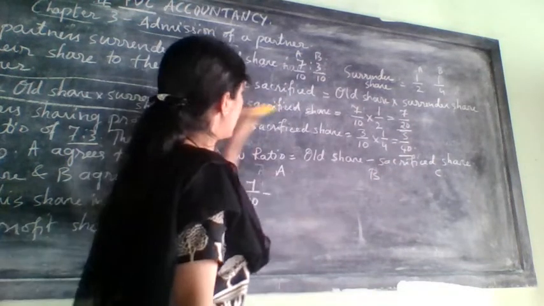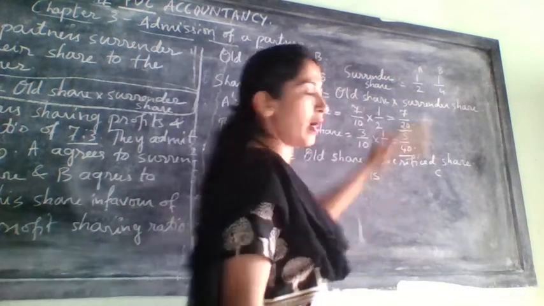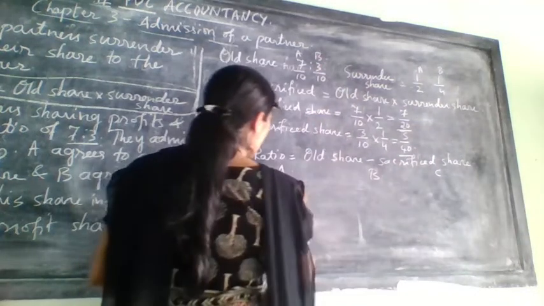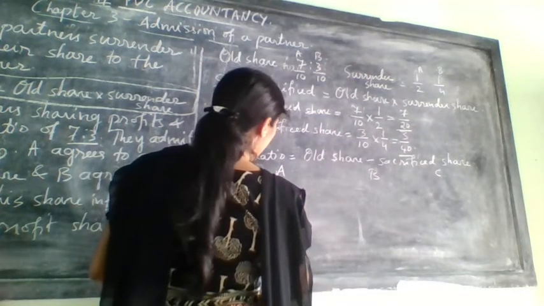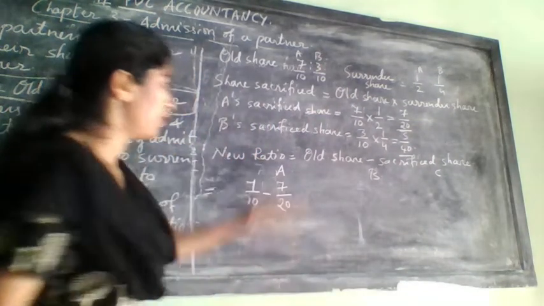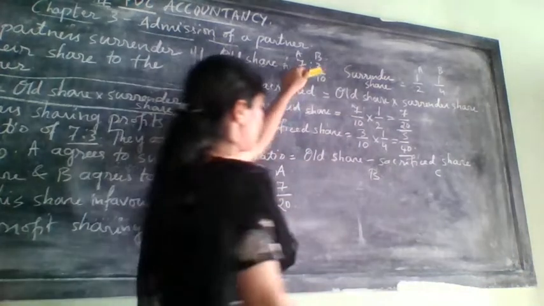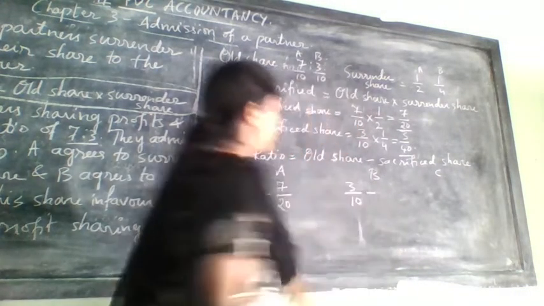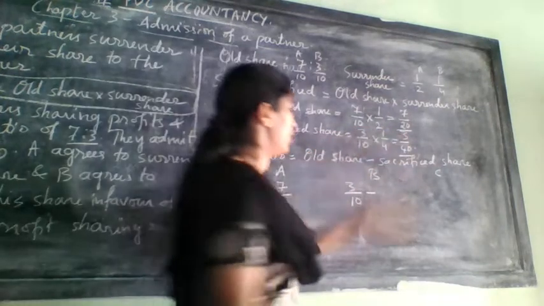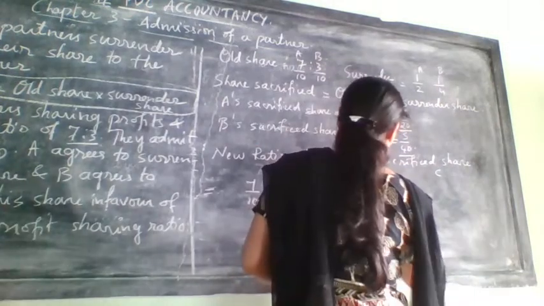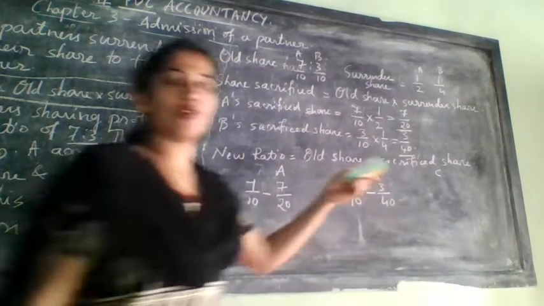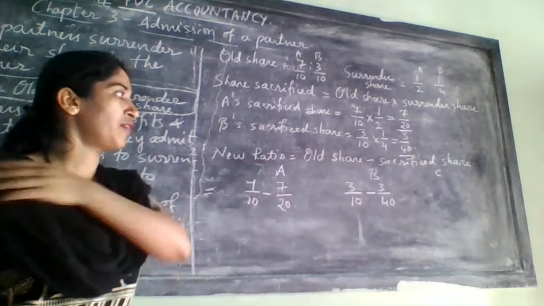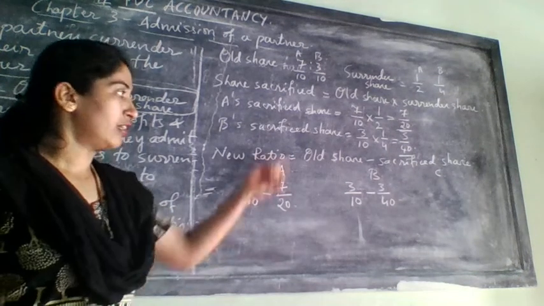How much is A's sacrifice share? 7 by 20 minus 7 by 20. Next, B. Old share how much? 3 by 10 minus sacrifice share how much? 3 by 40. Now for C, in previous cases they have given C's ratio.